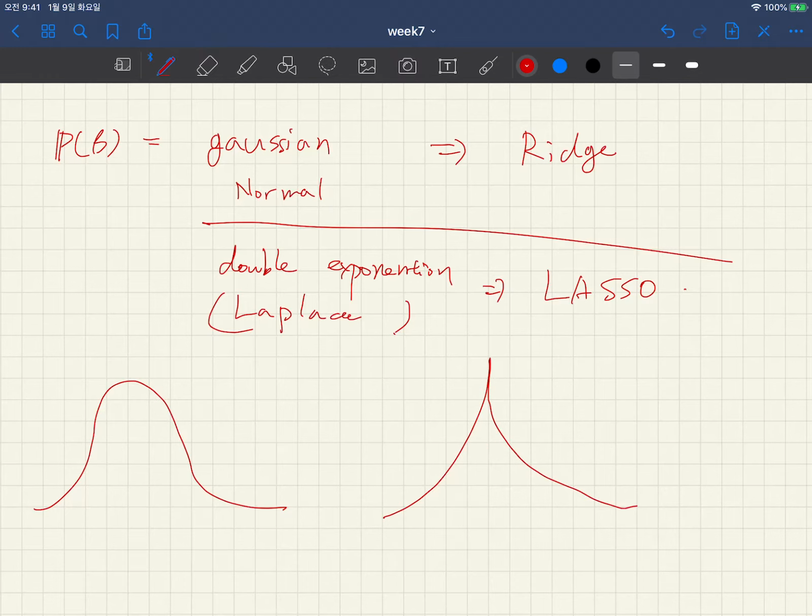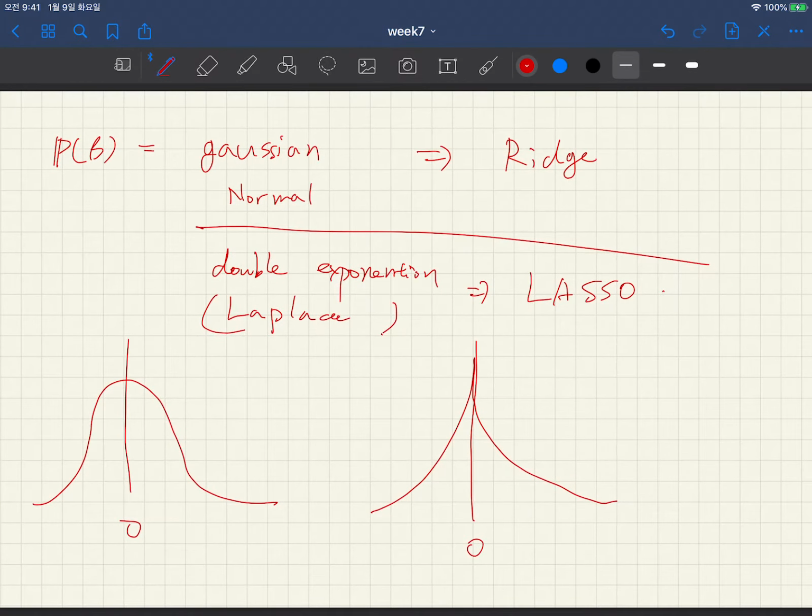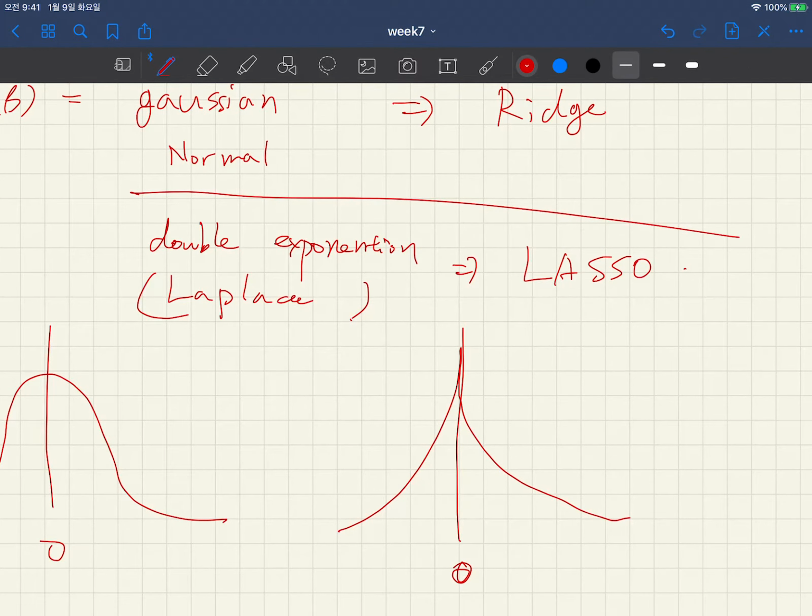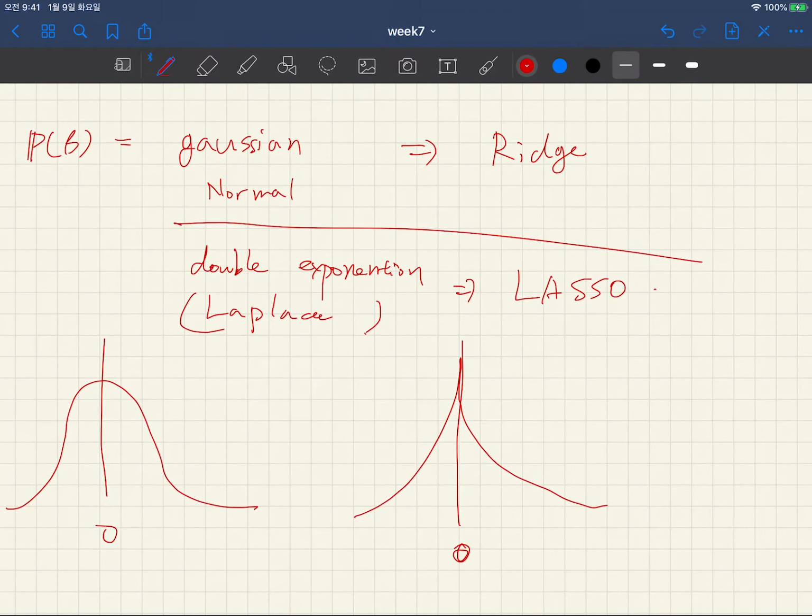Okay, so this is 0. The double exponential distribution weighs more at 0, which means LASSO usually has many 0s compared to Ridge regression. The main assumption of LASSO regression is that our parameters follow a double exponential distribution, which means our parameters generally have many 0 values.